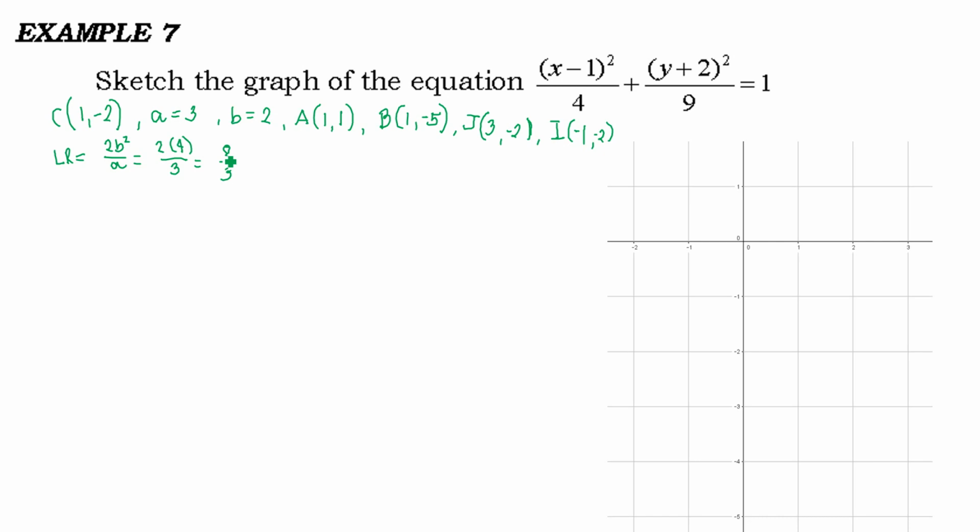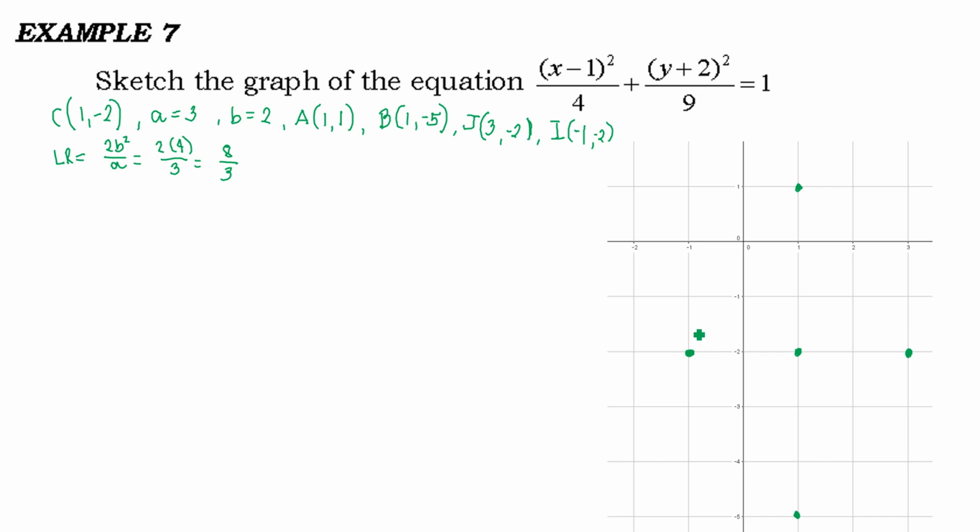Okay, so let's plot. So here, the center would be 1, negative 2. So 1, negative 2 dito ang center. And then, the vertex, we have 1, 1, and 1, negative 5. And then, we have 3, negative 2, and negative 1, negative 2. So, yan.